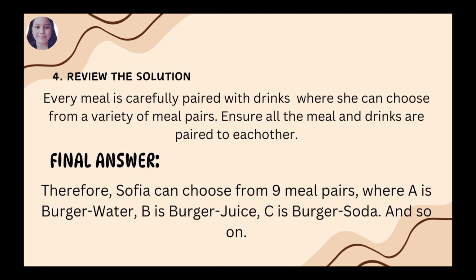Review the solution. Every meal is carefully paired with drinks where she can choose from a variety of meal pairs. Ensure all the meals and drinks are paired to each other. Final answer. Therefore, Sophia can choose from 9 meal pairs where A is burger and water, B is burger and juice, and C is burger and soda, and so on.